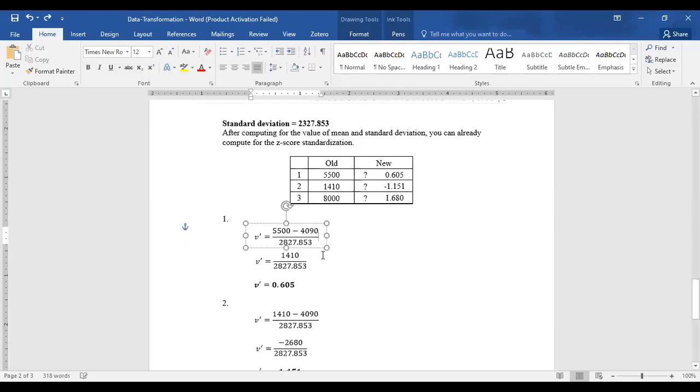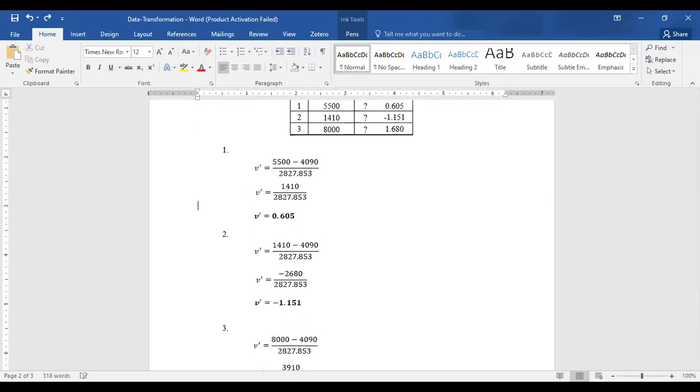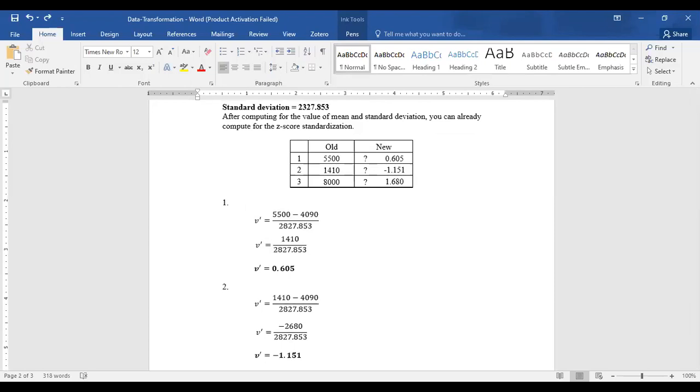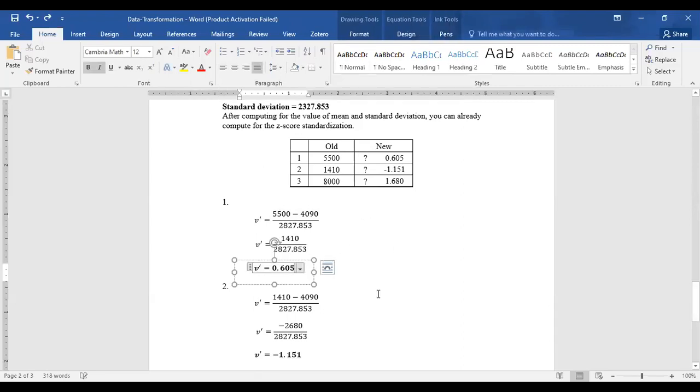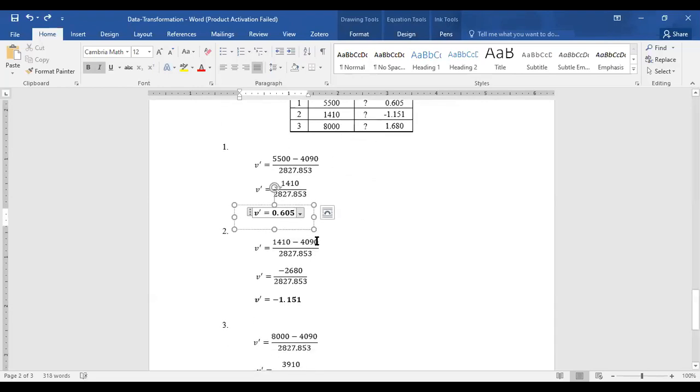So it becomes 5,500 minus 4,090 is equal to 1,410 divided by the standard deviation 2,827.853 is equal to 0.605. So the first value for our data set, 5,500, the new value is 0.605.